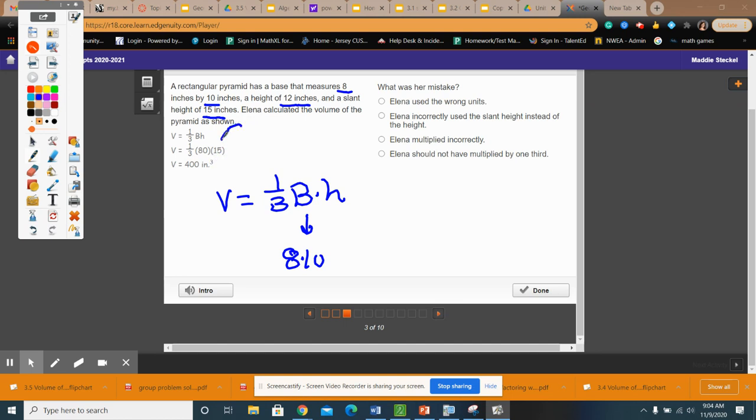She used the slant height. That is the slant height. We're not supposed to use that. We're supposed to use the actual height. So she used the slant height instead. Yeah, that's a mistake, Elena. Don't do that. The 1/3 is fine. We're dividing by 3, but it's the same thing as multiplying by 1/3.